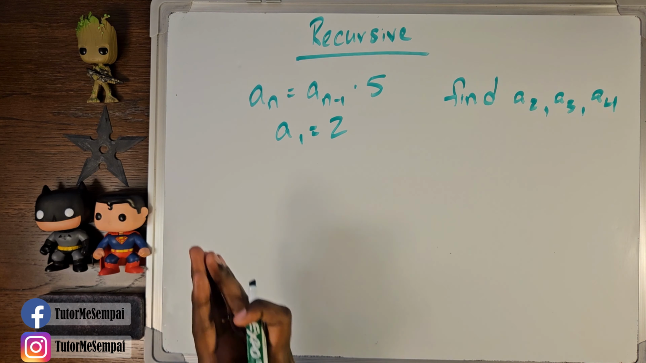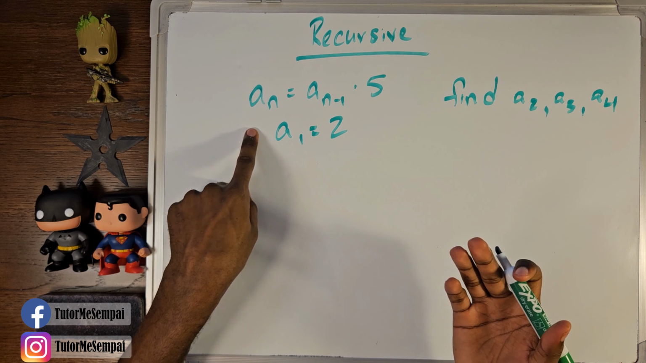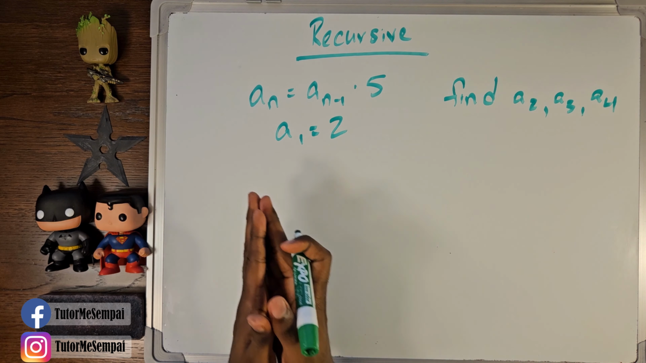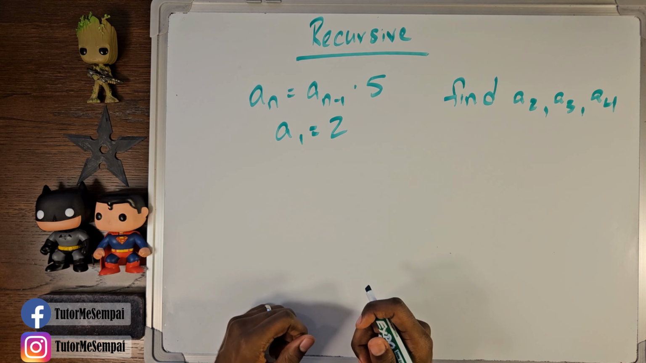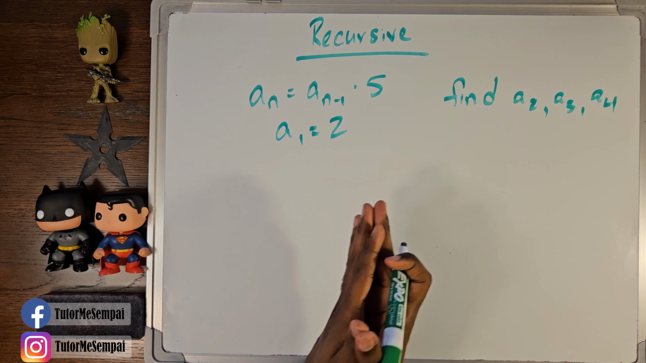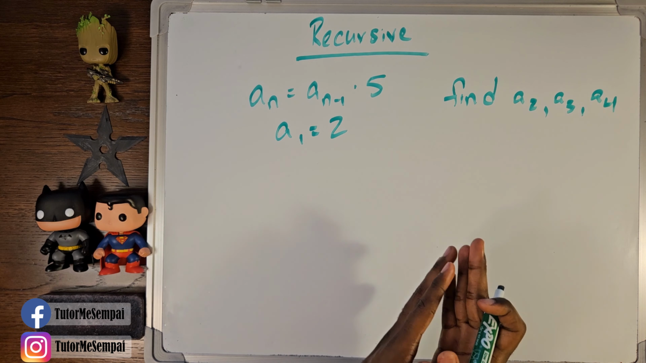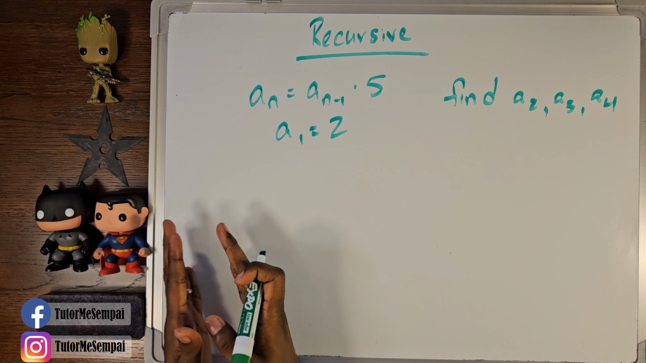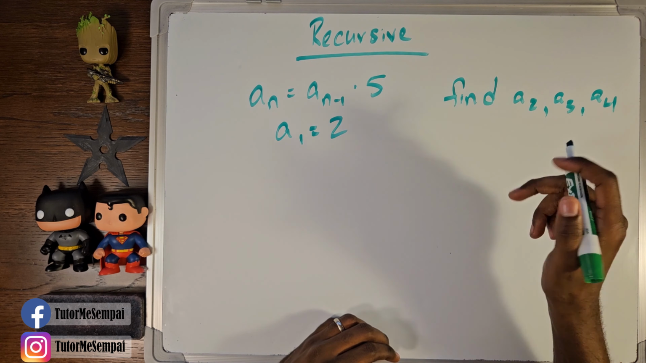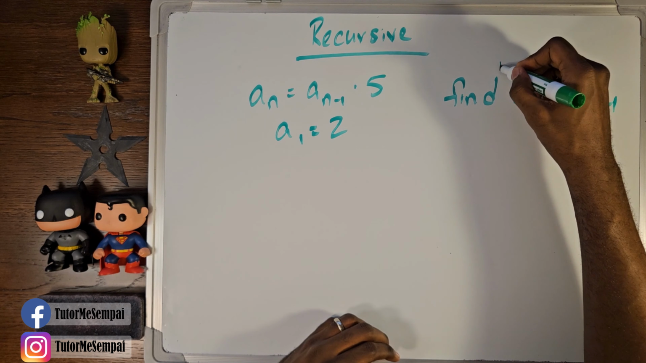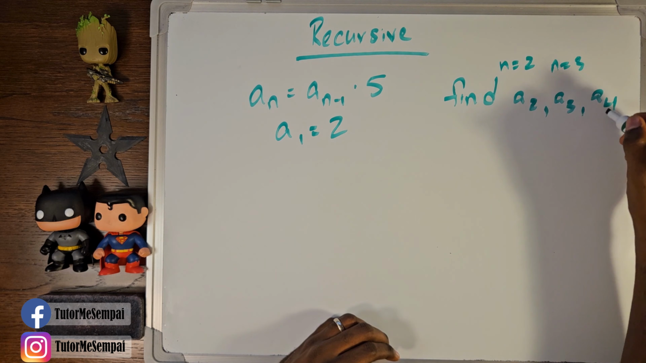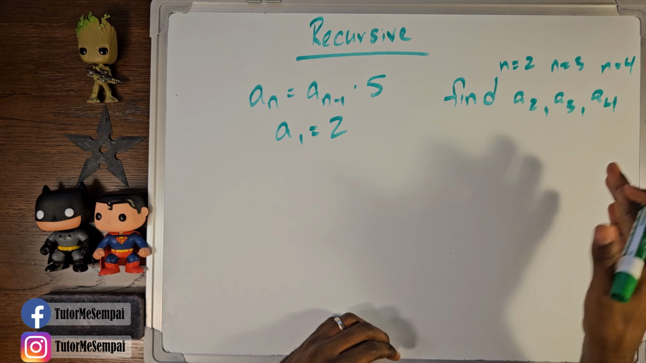Now we're going to jump into our recursive formula. Here we have our a sub n equals a sub n minus 1 times 5, and our a sub 1 is going to be 2. And our question is saying, find your a sub 2, a sub 3, and a sub 4. Remember, this is a recursive formula, so you're going to need to know the previous term in order to find your next term. But the same thing holds. Let's find our n. If we're trying to find our a sub 2, our n is going to be 2 in this case. Our a sub 3 means our n is going to be 3, and our n is going to be 4 in our a sub 4 case.